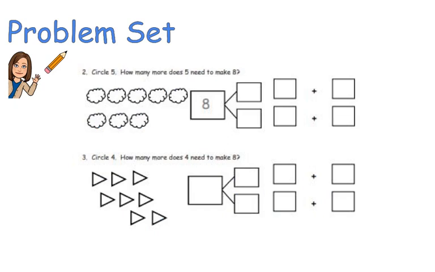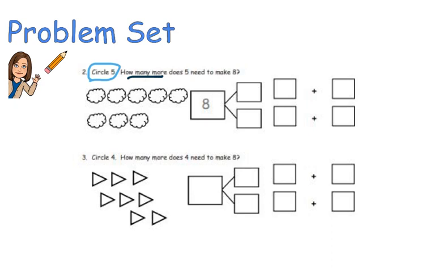Okay, problem number 2. Our directions say circle 5. Covered up some of the words. How many more important information does 5 need to make 8?